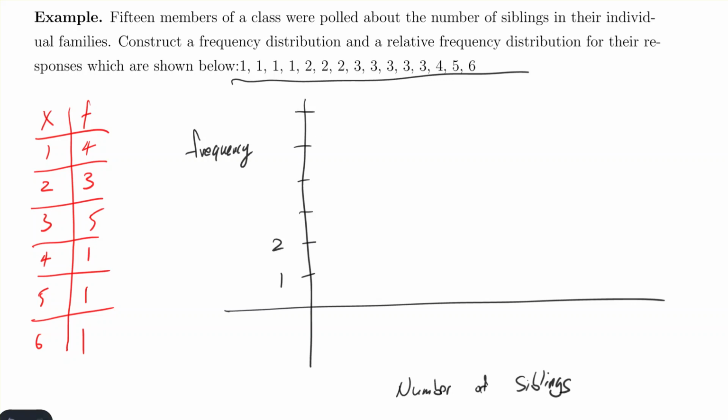Let me label that. And here I'm going to do 1, 2, 3, 4, 5, 6. Then we'll start drawing it. So for 1, there was 4, so I made this bar. And for 2, it touches, there are 3.